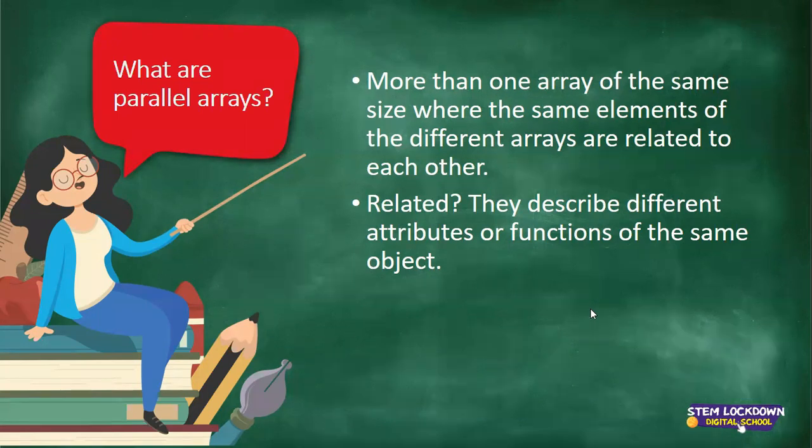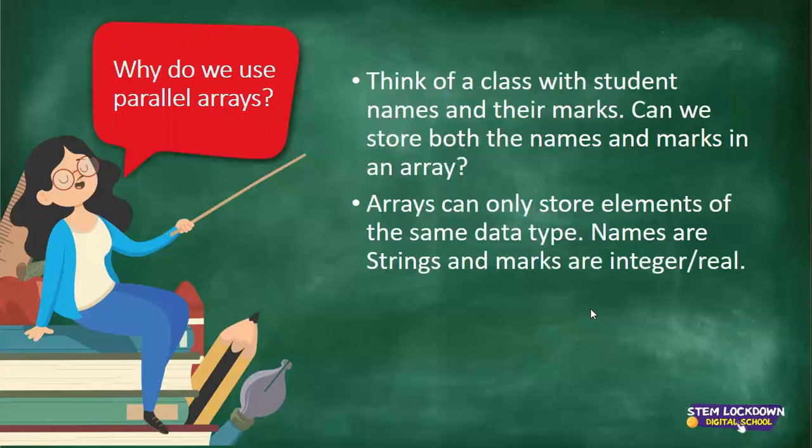So, what are parallel arrays? We said it's more than one array of the same size, and each one would be part of this big object, each one describing an attribute. And then we said, why do we use parallel arrays? Well, we're going to think about a class with students and their marks. Can we store both? We spoke about that arrays can only store elements of the same data type, so there's already a problem if we want to store names and marks in an array.